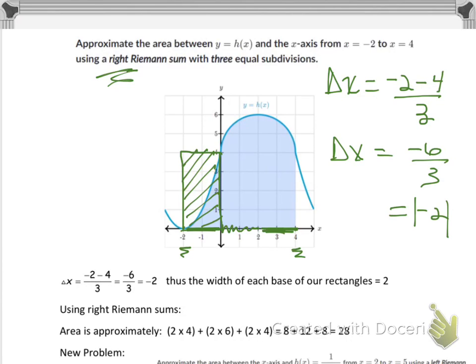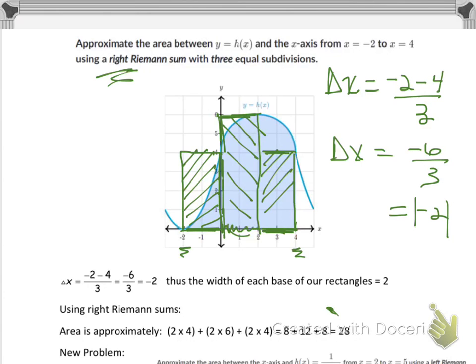Okay, let's find our second rectangle. So that's going to be between 0 and 2. So since we're doing right Riemann sums, go up to the 2 and go across to the 0. Okay, going across to the 0 and then come on back down. Okay, so this is our second rectangle. I'm going to make this a little bit bigger. There we go. Second rectangle. Our third and last rectangle, it's right Riemann sums to go up to the right of it. And I hit the curve at 4 and I go across, and here we go.